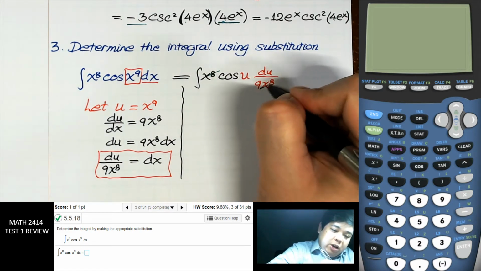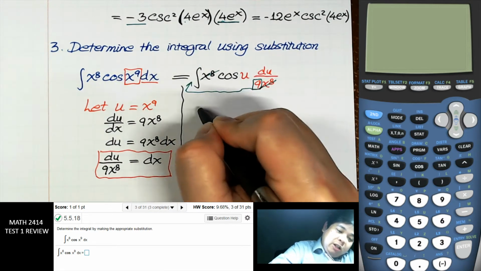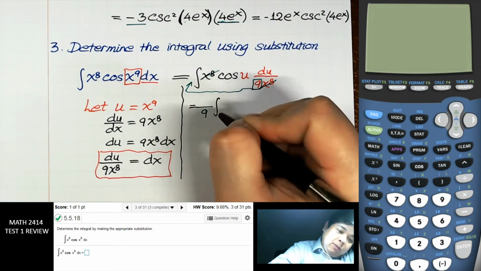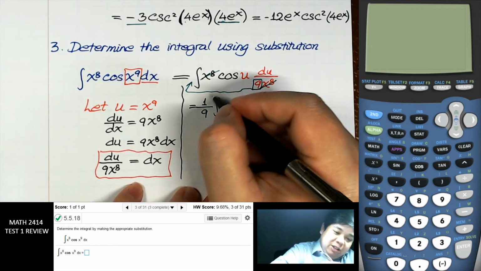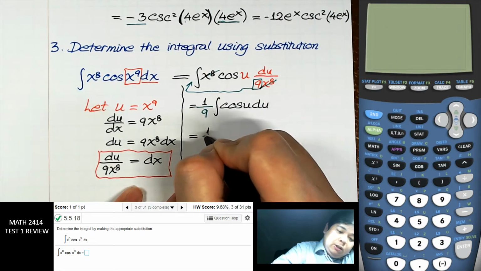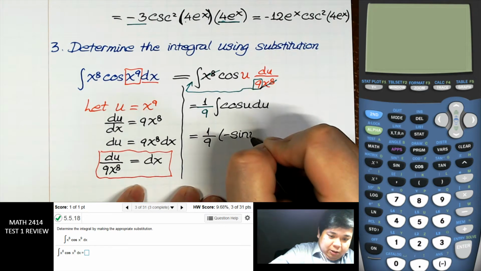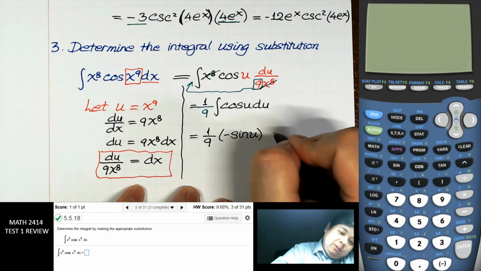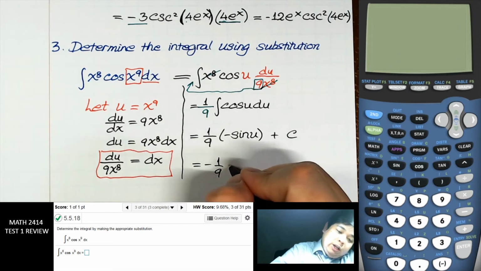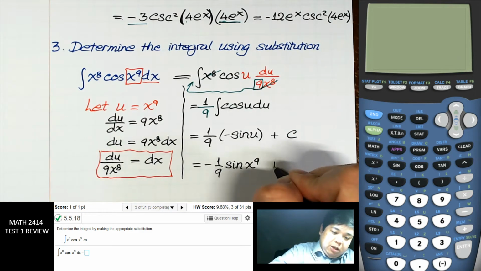The x to the 8 cancel out. The 9 is a constant at the bottom. Bring it outside, it still stays at the bottom. Have to put 1 on the top though. Cosine of u du. The integral of cosine is sine. And that will give us 1 over 9 sine of u, where u is x to the 9 power, plus c.